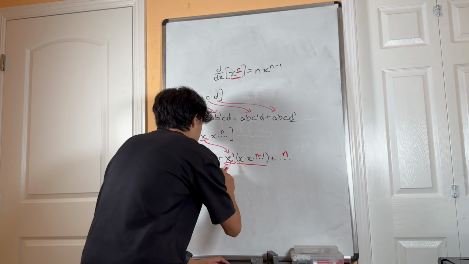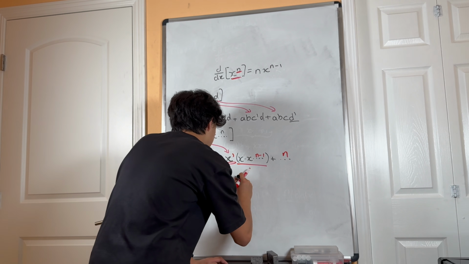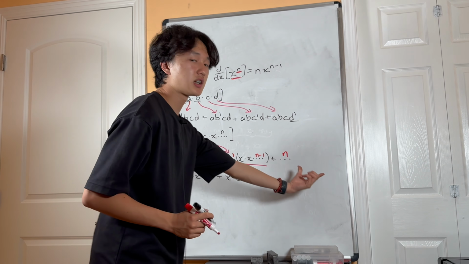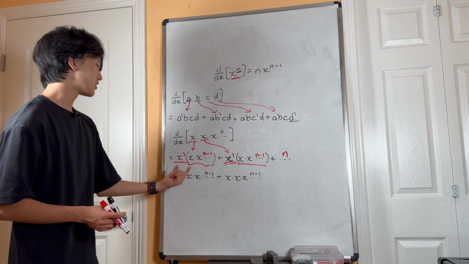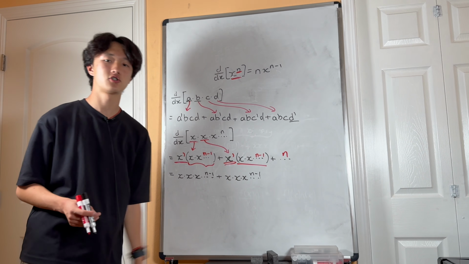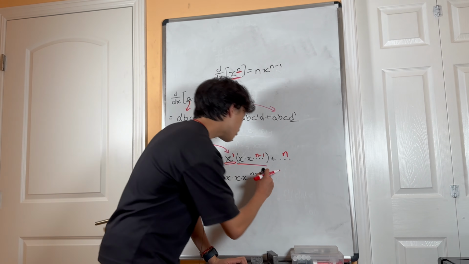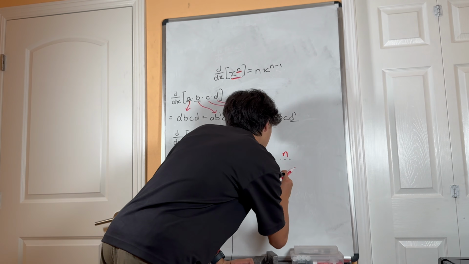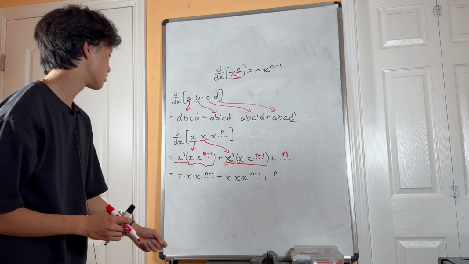x times x times x, n minus 1 times. That exact thing is going to happen to all of the factors, right? Because this is literally what all of the factors are. So all we have to do is repeat this addition n times, because there are still going to be n factors.